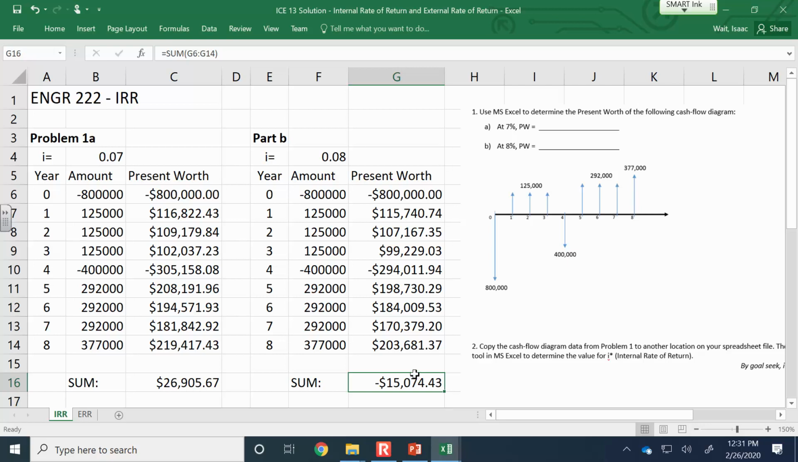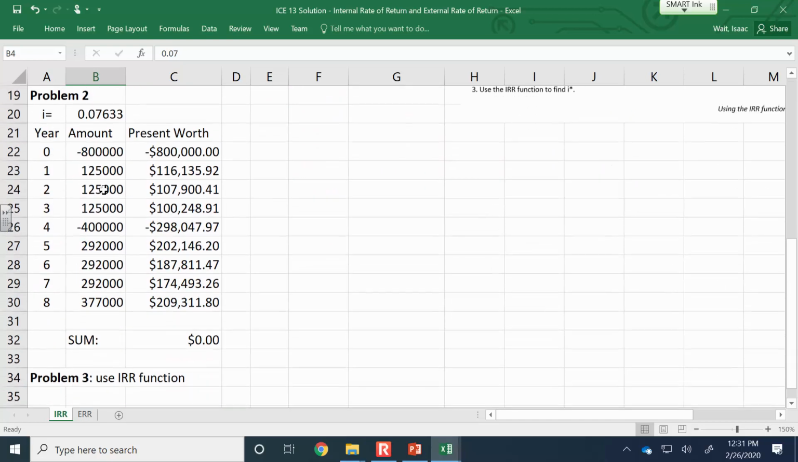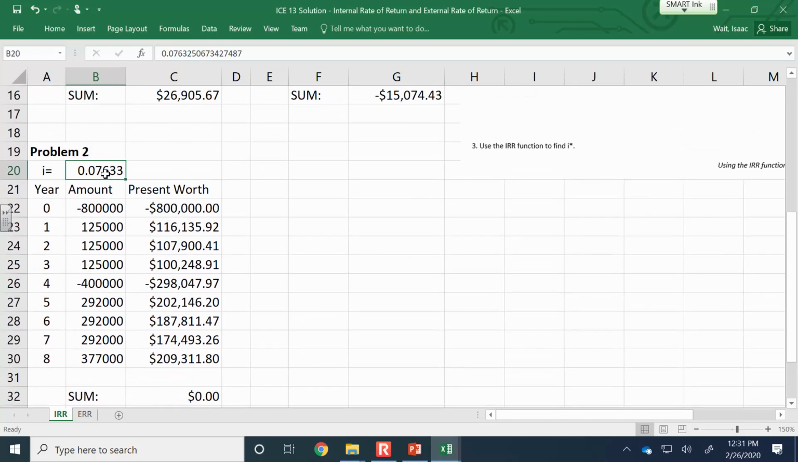So if we want to find out exactly what is the internal rate of return, we have to do a goal seek where we're trying to get 0 as the sum by changing the input interest rate. So for that, if we started off with 7%, then it gave us a positive. The 8% was the one that gave us the negative.